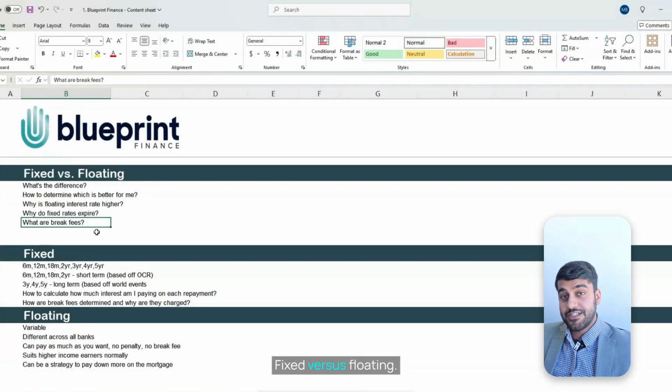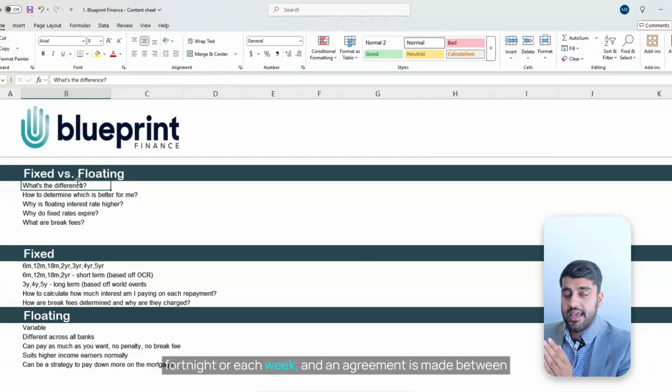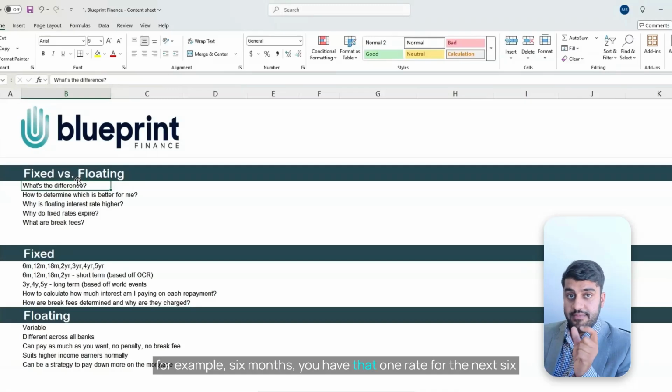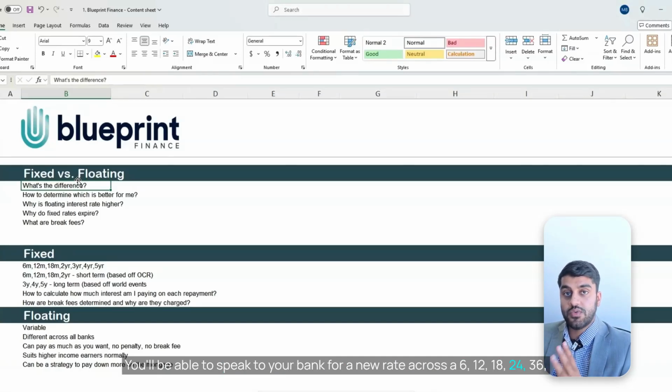All right, fixed versus floating. Now, what's the difference? A fixed repayment, you have one repayment each month, each fortnight, or each week, and an agreement is made between yourself and the bank for the number of months that you fix. For example, 6 months, you have that one rate for the next 6 months, and when the 6 months finishes or closer to it finishing, you will be able to speak to your bank for a new rate across 6, 12, 18, 24, 36, 48, or 60 months. So up to 5 years that you can fix for next time around.